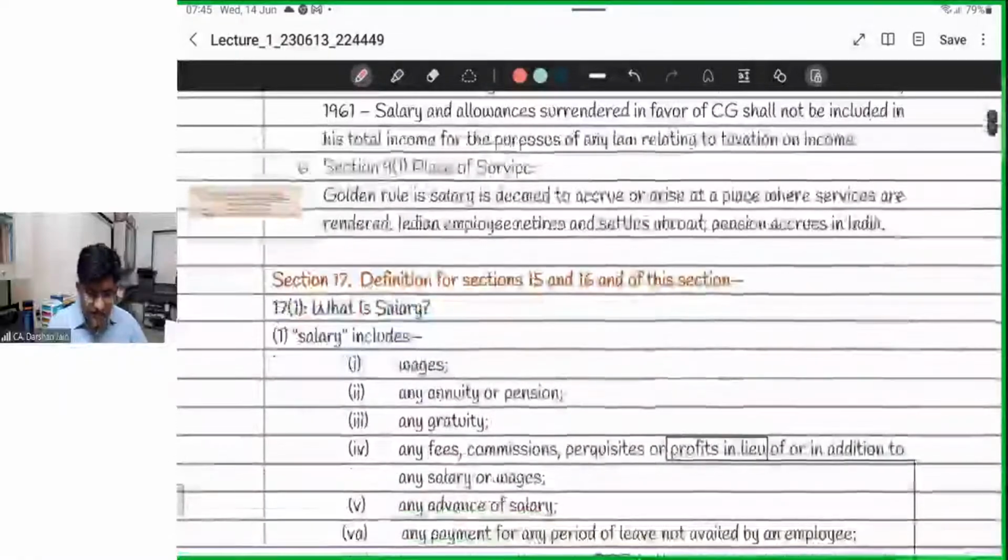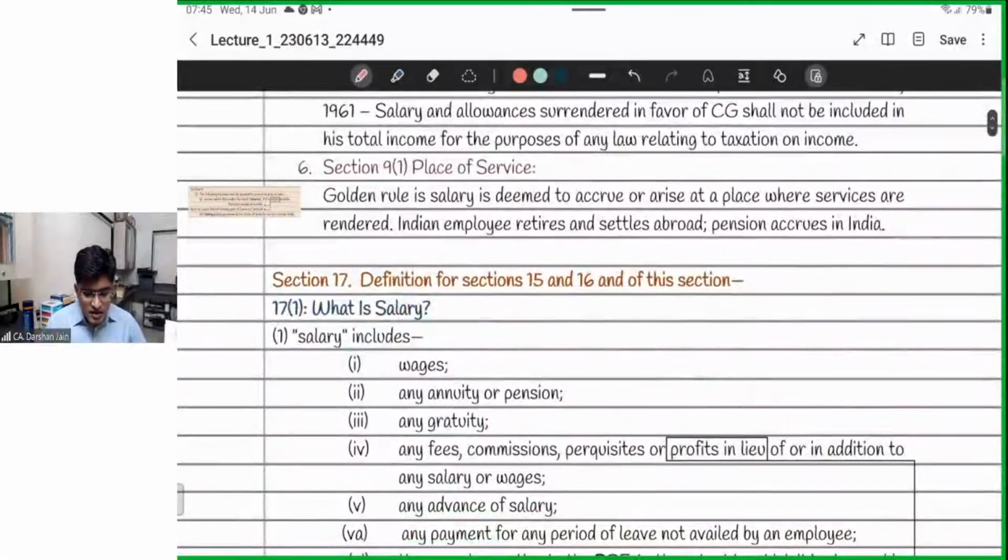Now, moving further, place of service. The golden rule of salary is that it is deemed to accrue or arise at a place where the services are rendered. Now, let's take up an example.